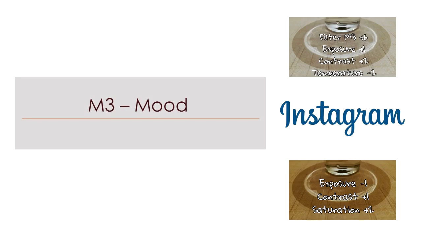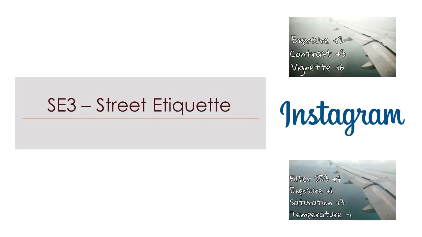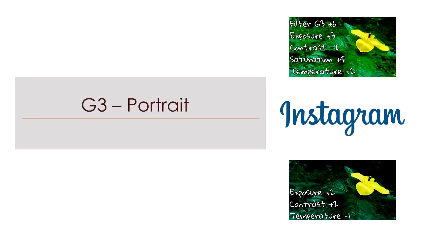Next is the mood filter called M3. This filter gives a hint of sepia tone to your photo and creates a nostalgic feel. It gives the illusion of your photos being captured from an old movie camera, and you can always adjust the setting to suit your objectives. If you're moving more towards a black or dark tone, the street etiquette filter pretty well does the job. It's called SE3 in Visco, and it changes the photo into a darker shade, giving an intense feeling to your photo. The last filter that I'm going to introduce is called G3. It's a portrait filter. This filter gives a sunny, warm tone to your photo, and it's very suitable for outdoor photo shoots.